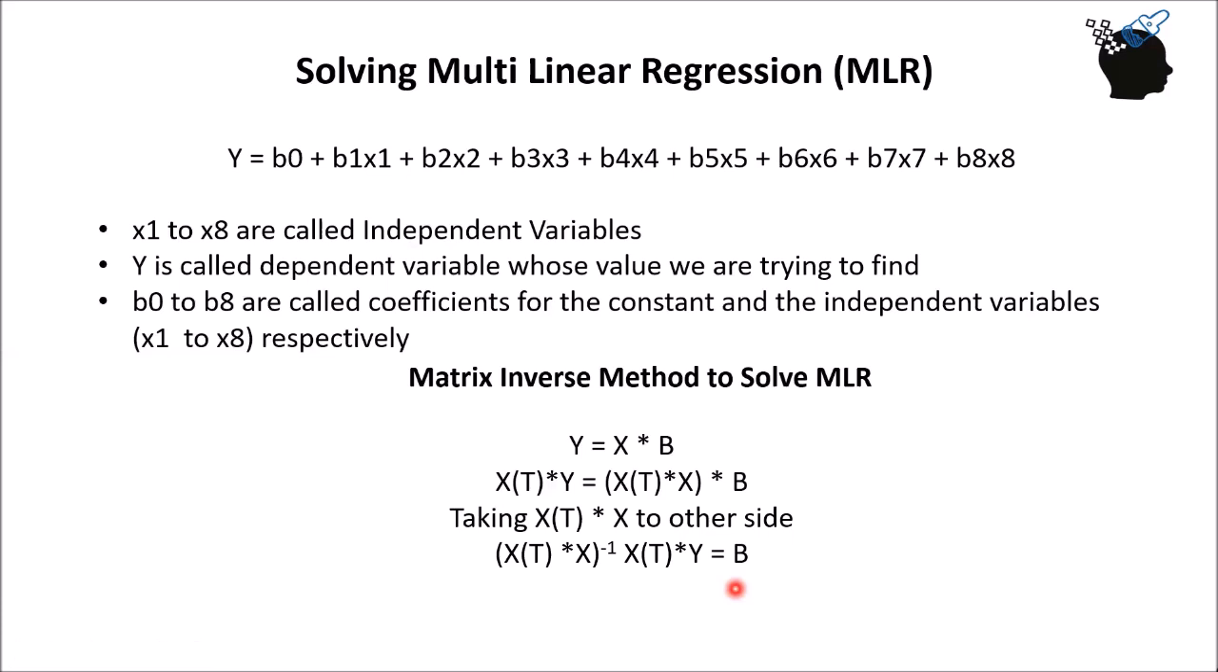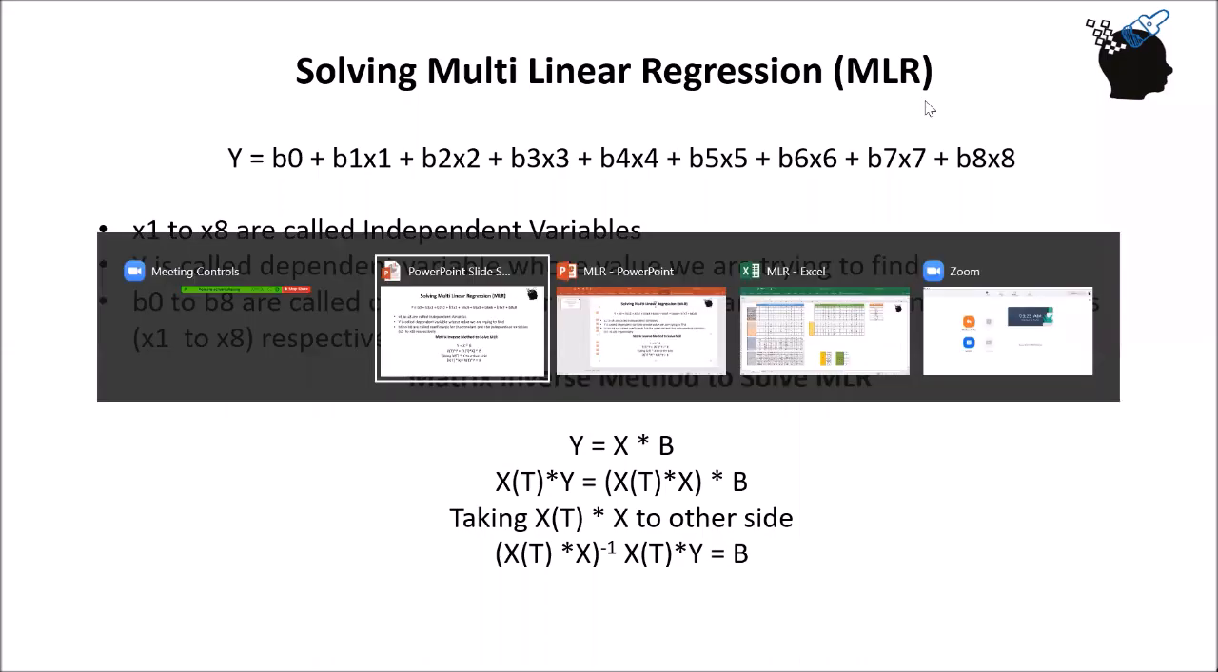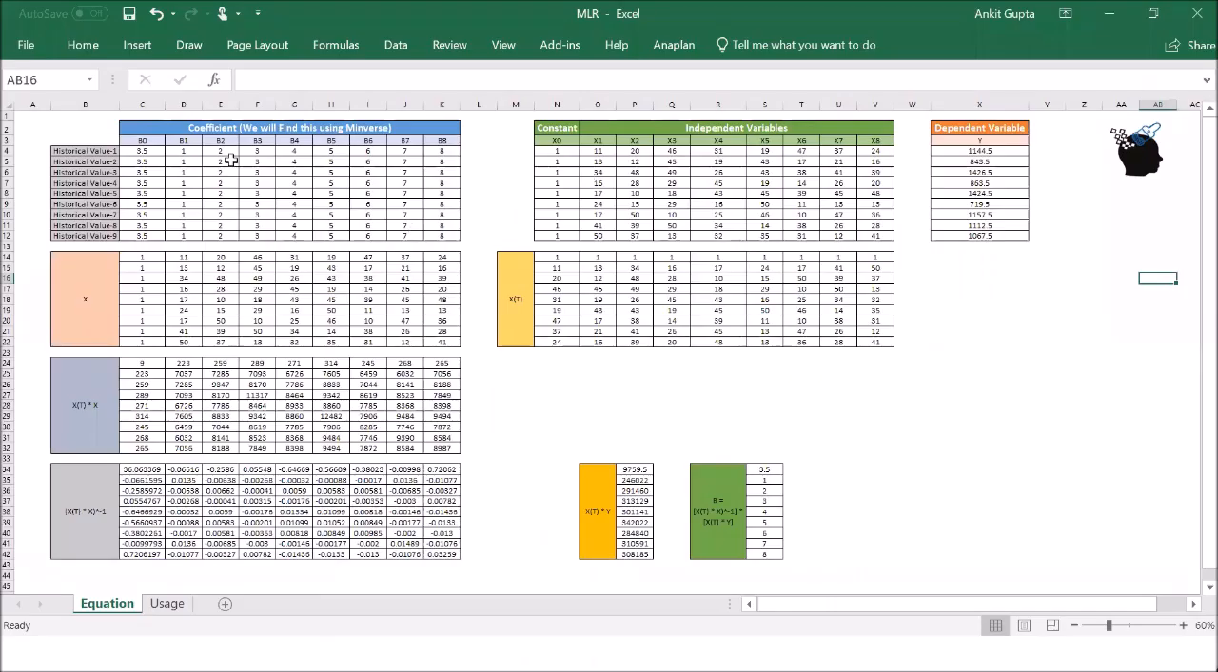Now let's see how we can solve this using an Excel sheet. Let's take a couple of historical values. In this case, I have taken 9 historical values, and this is the constant for which we will go ahead and solve. And these are the values for all those independent variables. I've taken all the independent variables from x1 to x8, and for the constant, I've taken x0, and that value we will always keep as 1.